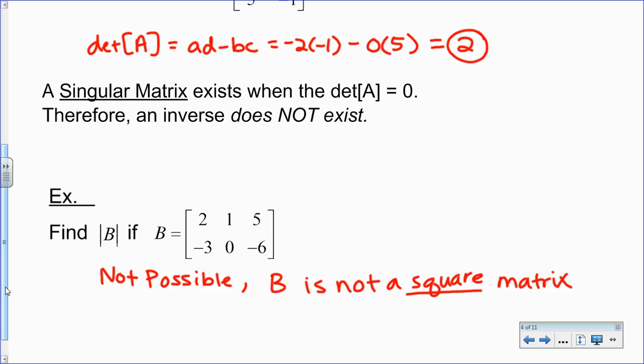And again, what do I mean by square matrix? Yeah, same number of rows and columns. So 2 by 2, 3 by 3, 4 by 4. We are going to learn how to find determinants of 3 by 3 matrices, but not by hand, but not inverses of 3 by 3 matrices.